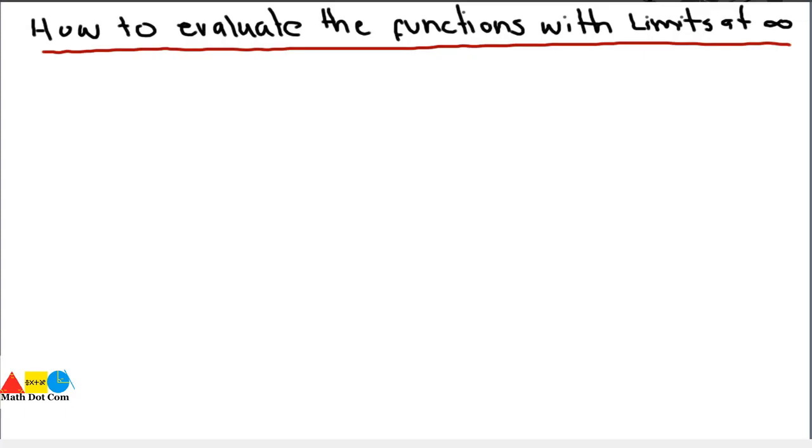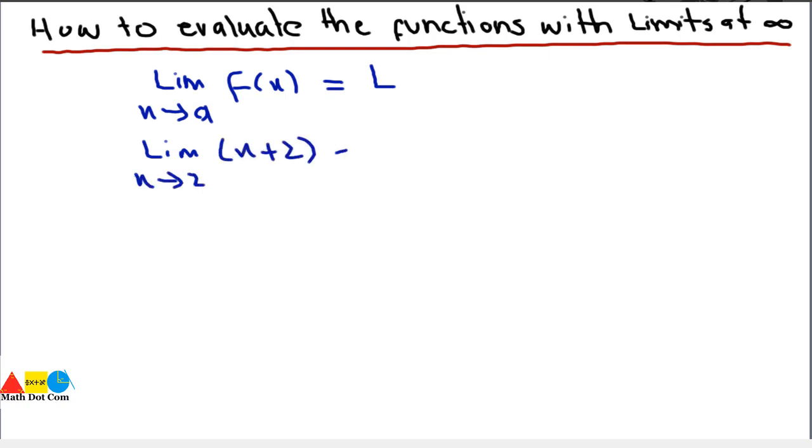In our previous lectures, we have seen how you can evaluate the limit of a function at some definite value, that is, x approaches 2 or 3 or 4. Like we have seen that if the limit of x approaches a of f of x, we will get a definite value, that is L. Or we can say that if x approaches 2 and the function is x plus 2, then we can evaluate this by putting the value as 2 plus 2 and we get 4. This is the definite value, that is L.